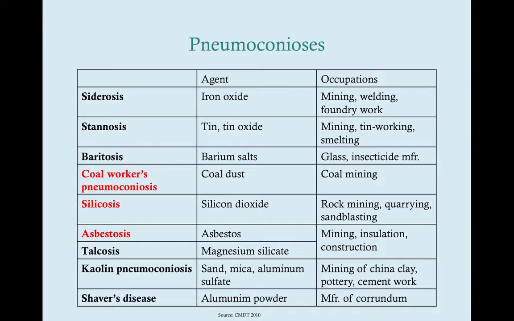If you're practicing in West Virginia or Pennsylvania, you'll probably see coal workers' pneumoconiosis a lot. But if you practice in Minnesota or Iowa or Florida, you probably won't see it that often. Silicosis is another one. Just look at the occupations: rock mining, quarrying, sandblasting. If you know that that's an occupation that's nearby you, it's something that you're probably going to see a lot.